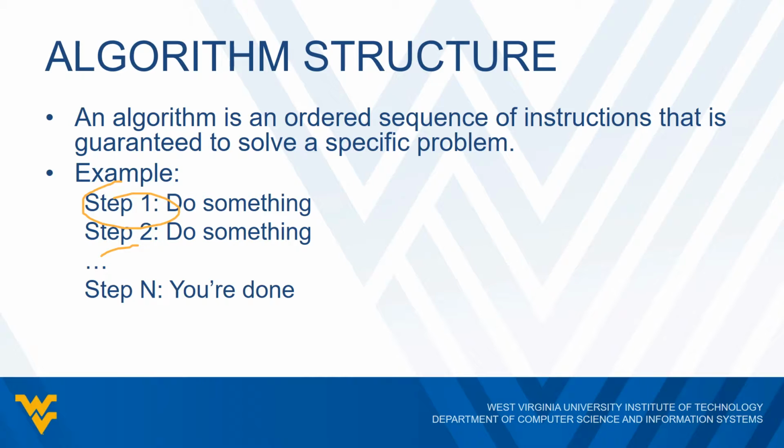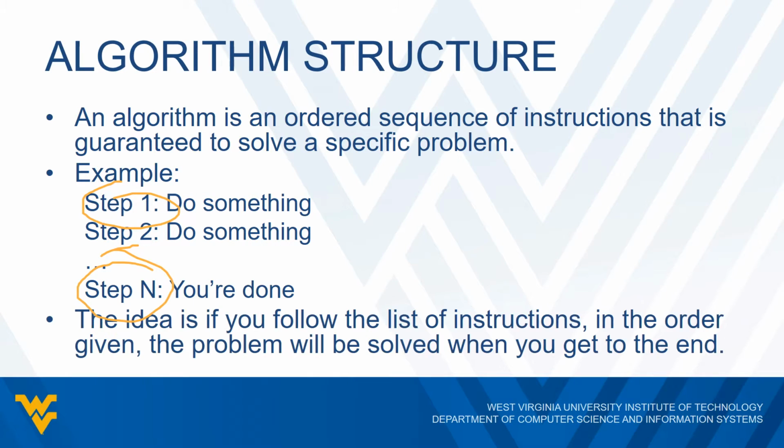And we just keep repeating this until we have some steps here. We just say n, where n is some arbitrary number. So at step n, we just say we're done. The whole point here is that we simply follow this list of instructions in the order given. We don't jump around wherever, but we start at the very beginning. We follow each instruction, each step, one at a time. And then when we get to the end, our problem should be solved. That's the idea of an algorithm.